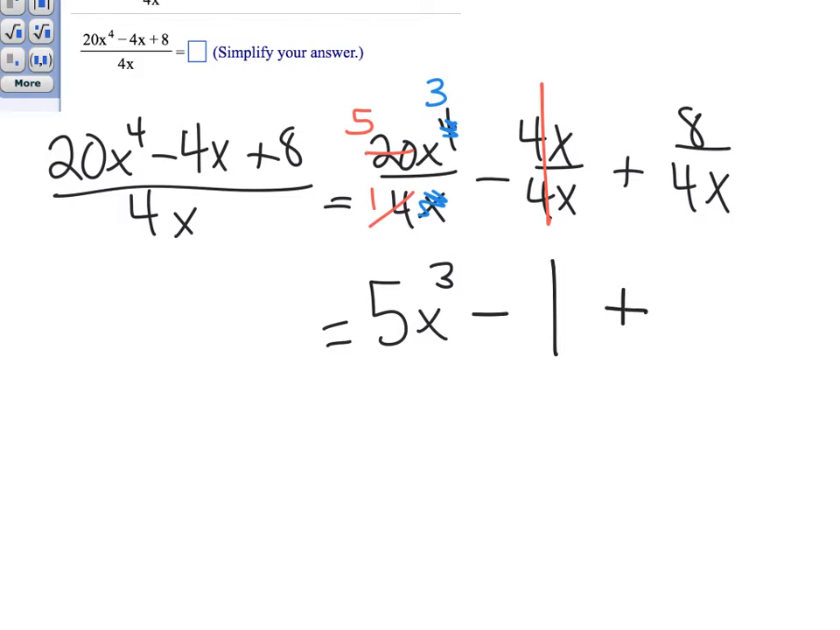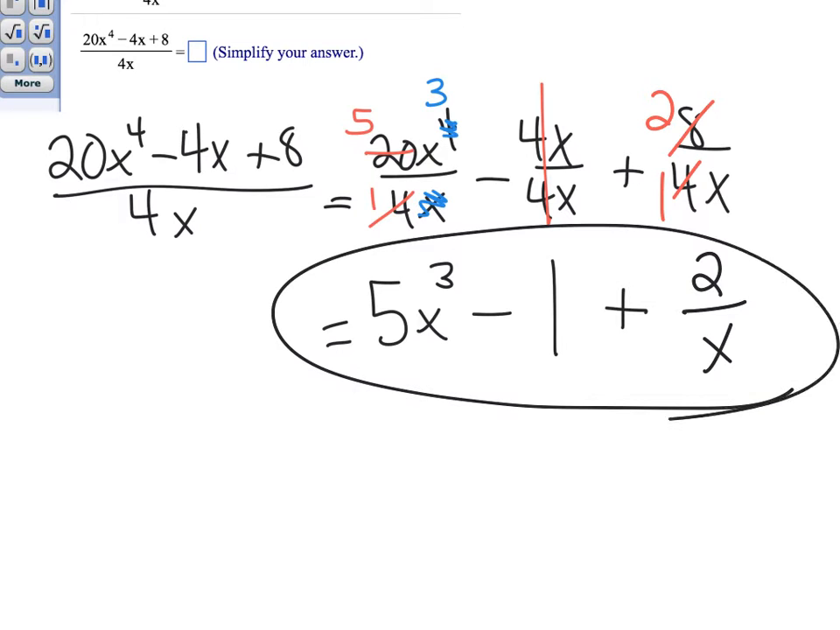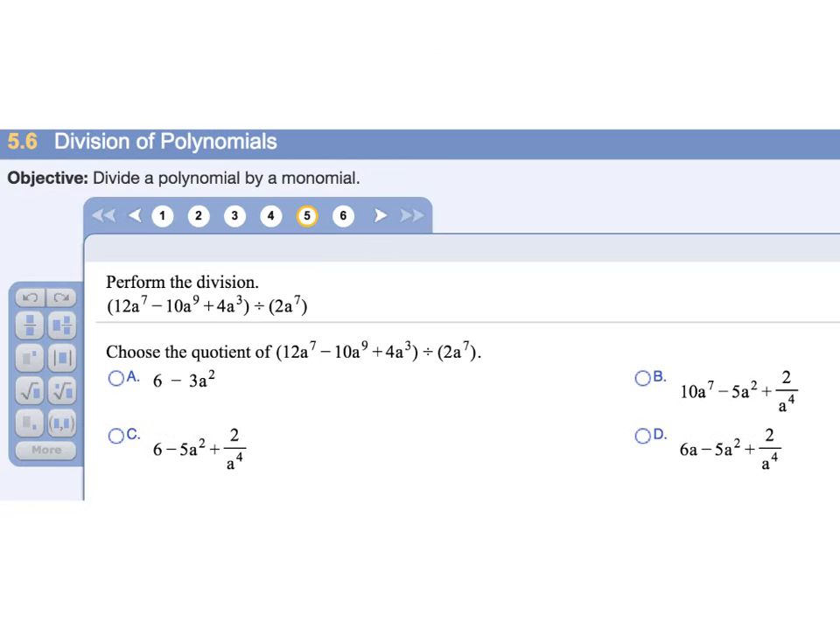And then plus, and then what's this? Well, the 8 and the 4, both of those are divisible by 4. So 4 divided by 4 is 1. 8 divided by 4 is 2. So you end up with 2 over x. And there is your answer.